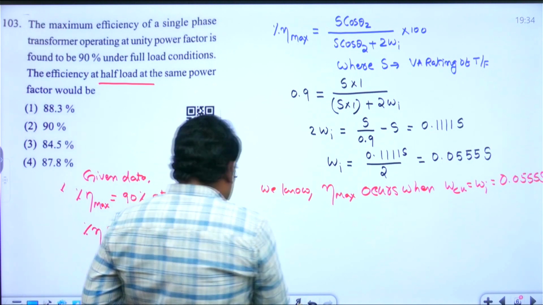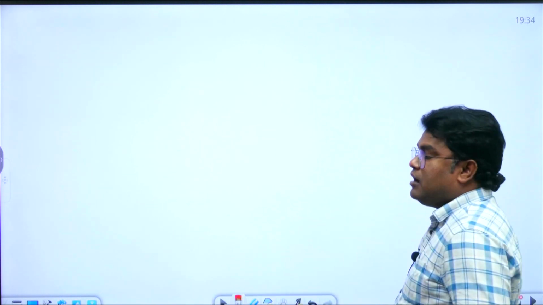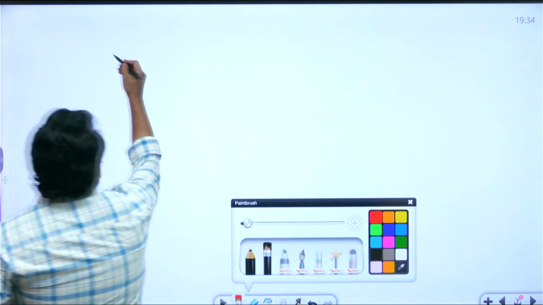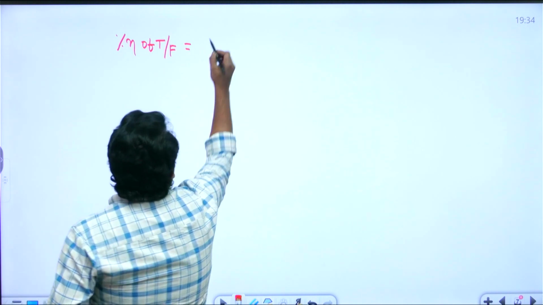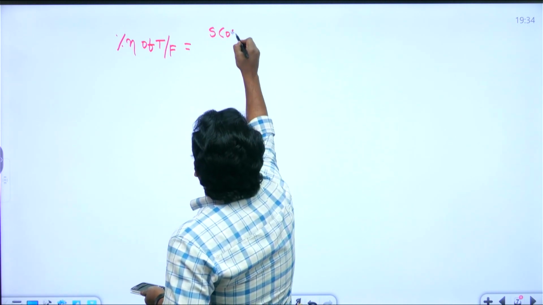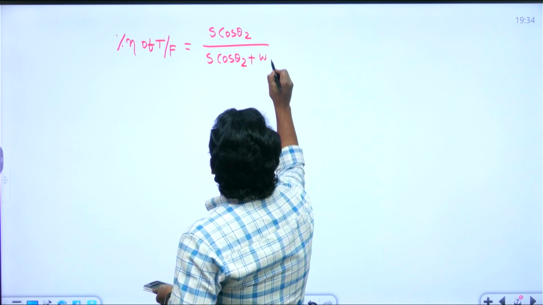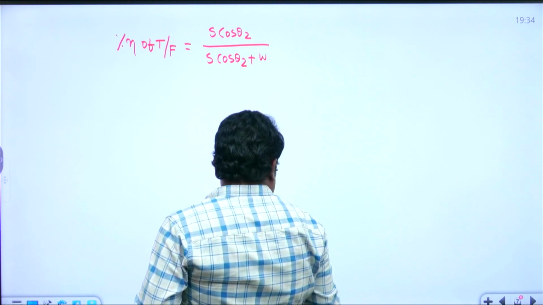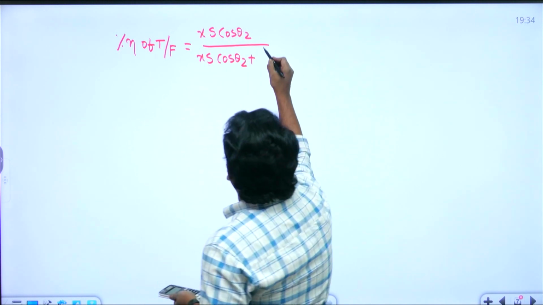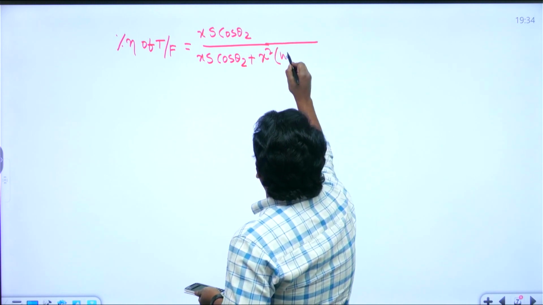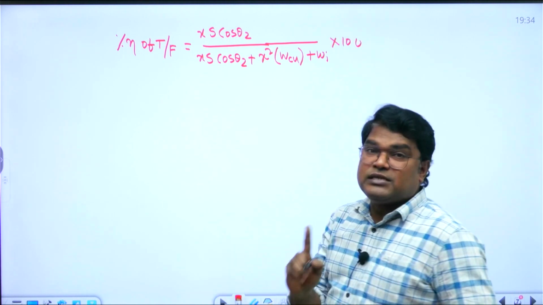Now after getting the copper losses and iron losses, we need to find out the efficiency of the transformer. How do we get the efficiency? The generalized formula to find the percentage efficiency of the transformer is x S cos theta 2 divided by x S cos theta 2 plus x square times the full load copper losses plus iron losses, multiplied by 100, where x is the fraction of the load.